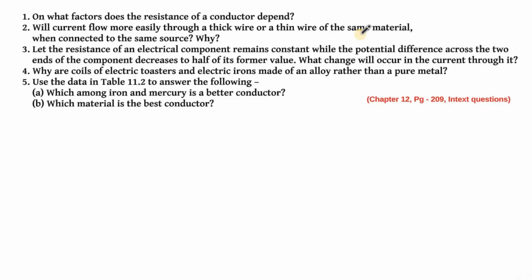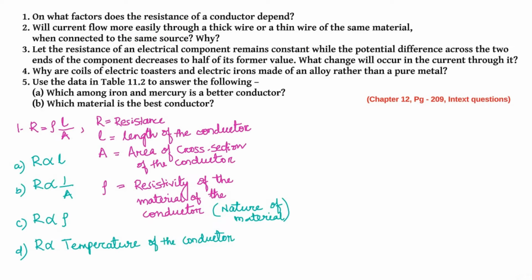Alright, so we'll have the table later on, but first let's solve the first question. On what factors does the resistance of a conductor depend? The formula for resistance of a conductor is R is equal to rho L by A, where R is the resistance of the conductor, L is the length of the conductor, A is the area of cross section of the conductor, that is how thick or how thin the conductor is, and fourth, the resistivity of the material of the conductor, that is the nature of material, what kind of material we have chosen.